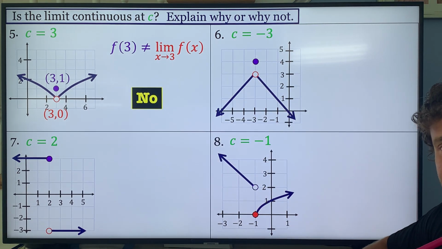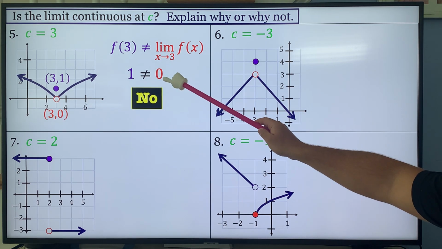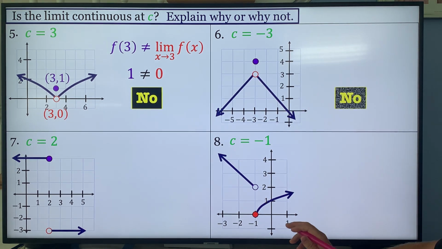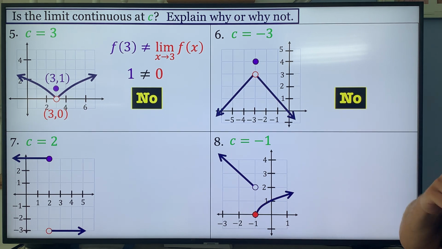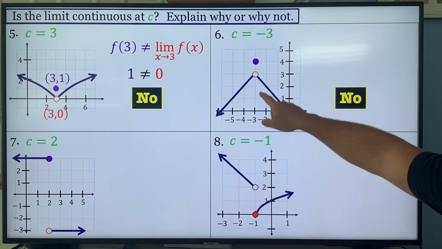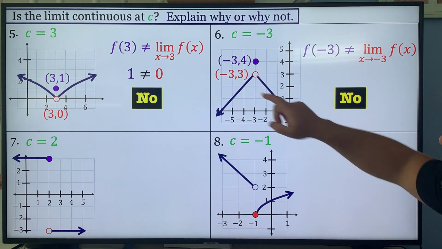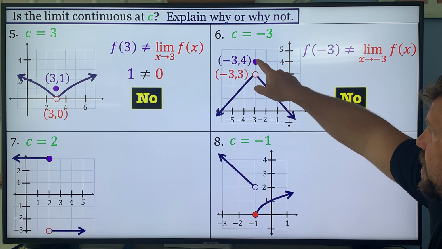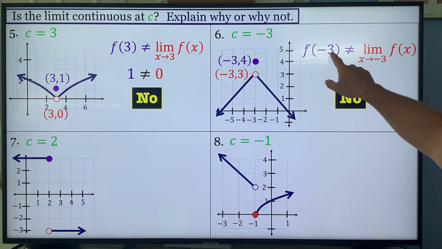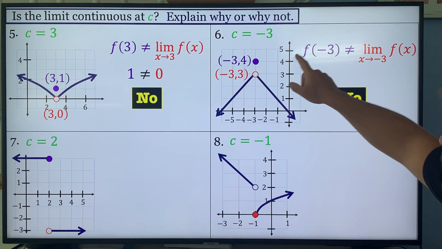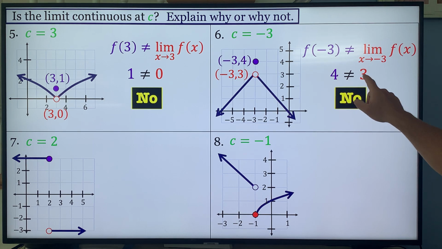All right, what about 6? Is that continuous? That is not continuous as well. So 1 is not equal to 0. The reason is the same as over here. f of negative 3, the actual value, does not equal the limit. The actual f of negative 3 is 4. The limit here is 3. 4 does not equal 3, so it is not continuous. They would have to both be the same.